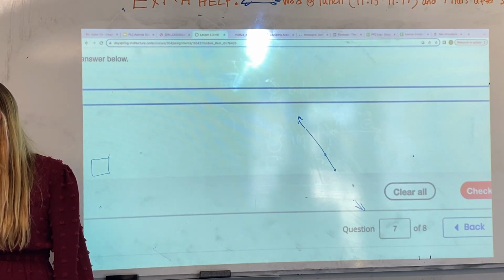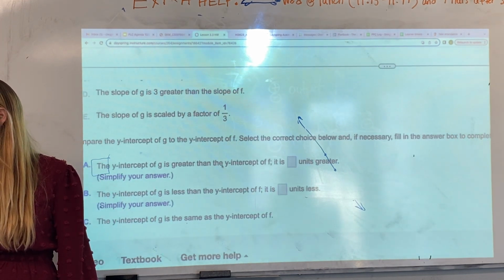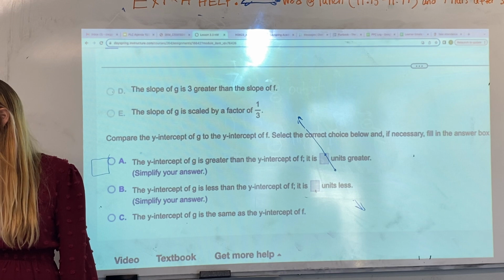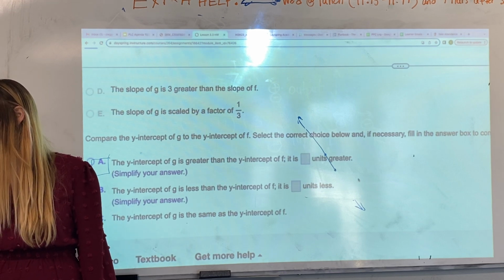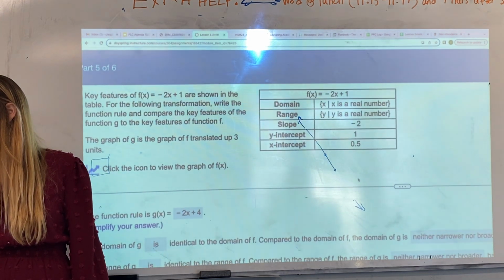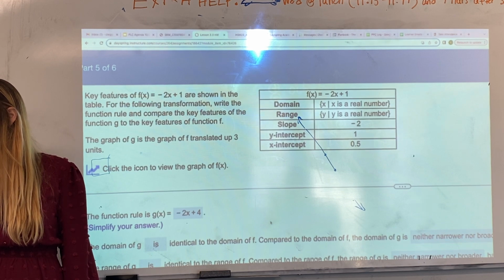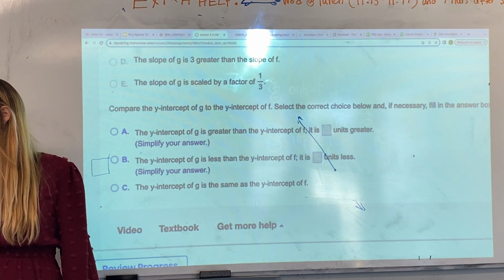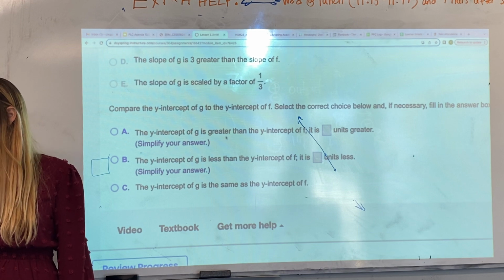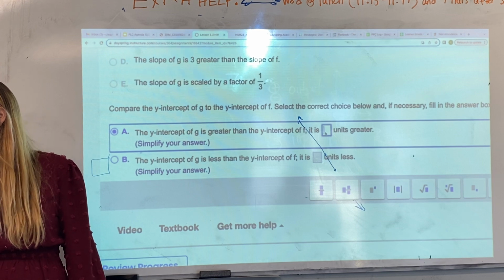Is that it? No, two more. Compare the y-intercept of G to the y-intercept of F. Well, you tell me. It's 3. The y-intercept of G is greater than the y-intercept of F. It is 3 units greater.